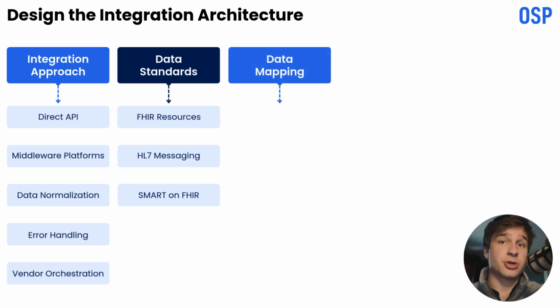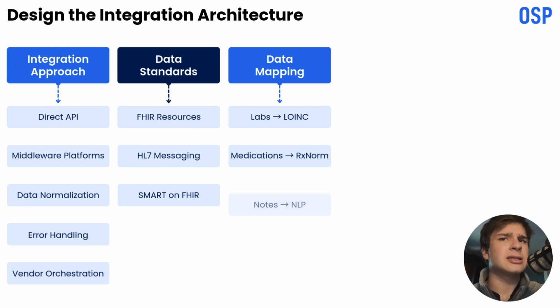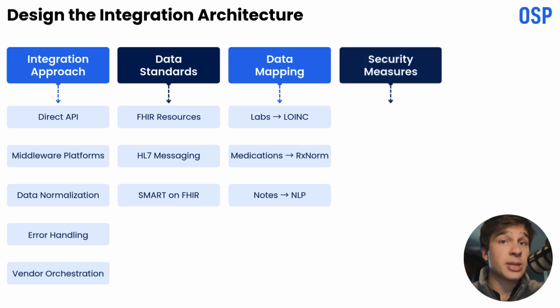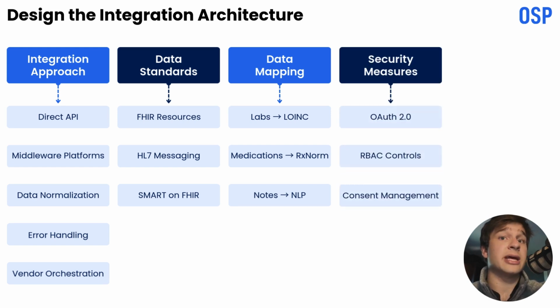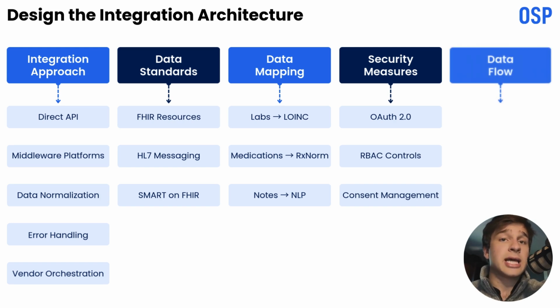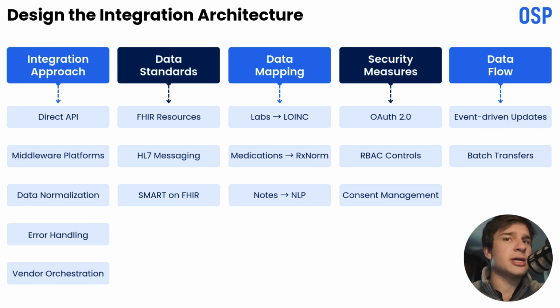Define data mapping and transformations. Structured data like labs map to LOINC codes, medications to RxNorm, and clinical notes can use NLP for unstructured content. Plan for authentication and authorization. OAuth 2.0, RBAC, and consent management ensure secure access. And lastly, prepare an event-driven architecture if you need real-time updates or batch transfers for periodic data sync. The output is a comprehensive architecture diagram showing systems, data flow, security layers, and error handling points.